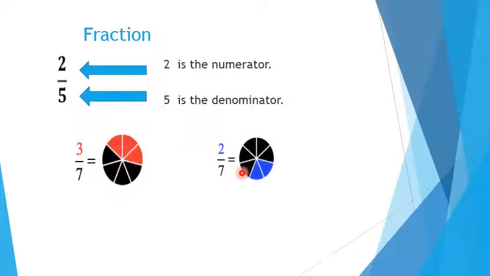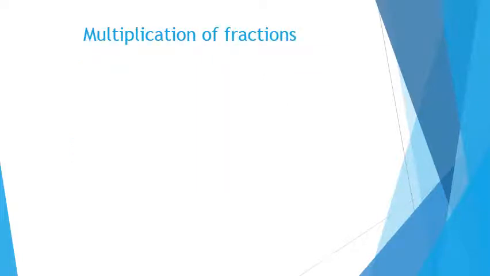Another example here. How many parts are colored in blue? We have 1, 2. 2 parts are colored blue, but 2 out of how much? Let's find the total number of the parts. 1, 2, 3, 4, 5, 6, 7. So the denominator should be 7, and we have to say that 2 out of 7 are colored blue.